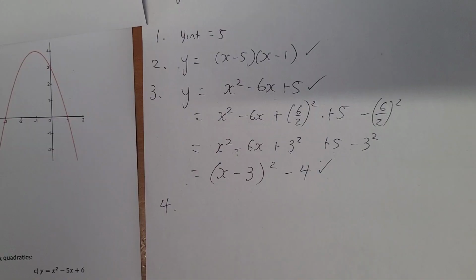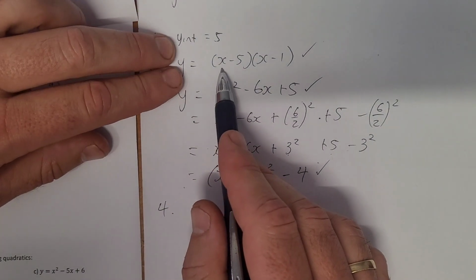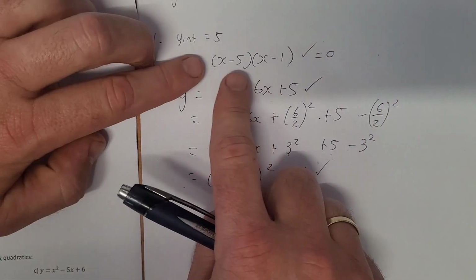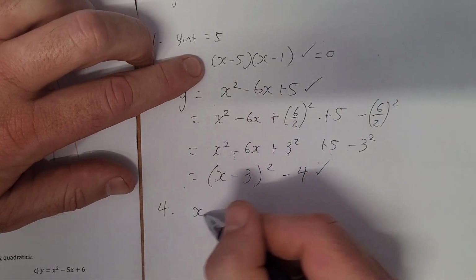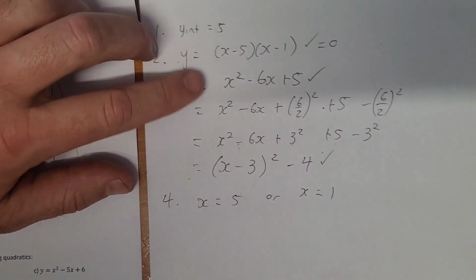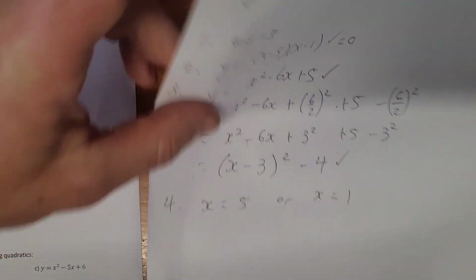Part 4 says identify the roots. Well, the roots occur when it's equal to 0. So if we set this equal to 0, we can apply the null factor law, and we can see that the roots are x equals 5 or x is positive 1. So we have 2 roots there.